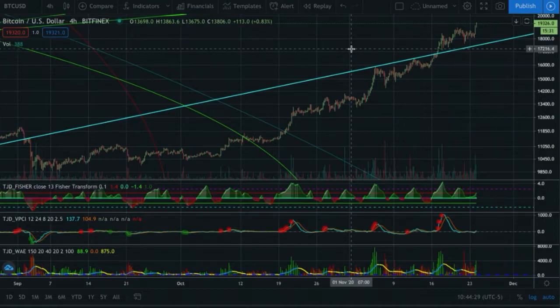Now, does that mean I think we're going to come back down to $4,000 or $5,000? No, I don't think so. Is it possible? Yes, 100%. But the most important thing is that we don't take out the previous low after taking out the previous high, and we are in good shape.